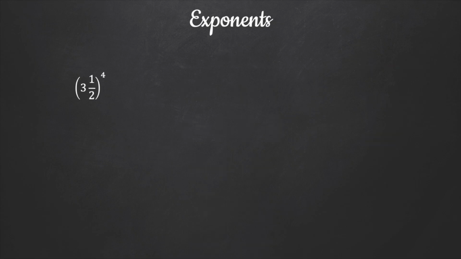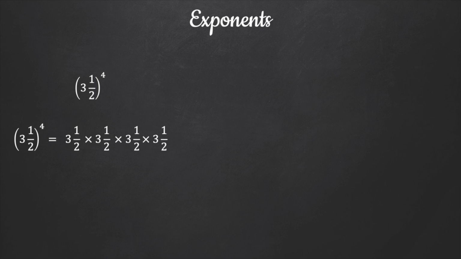Here we have another example, which is 3.5 to the power 4. The first thing we want to do to evaluate this expression is rewrite it using repeated multiplication. So 3.5 to the power 4 is equal to 3.5 times 3.5 times 3.5 times 3.5.